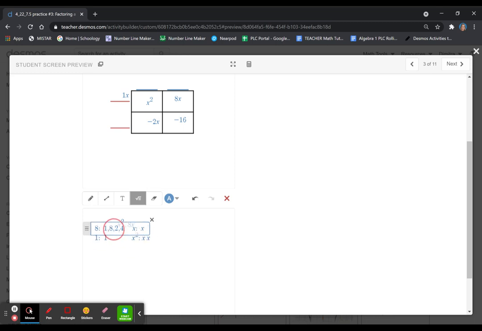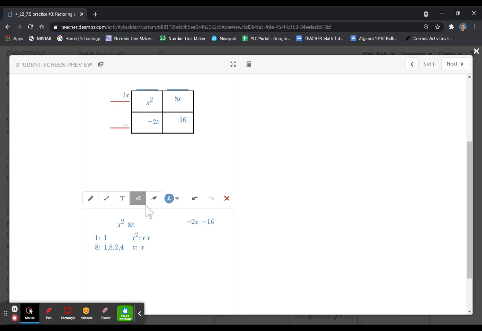I don't know how to turn them into red. Forget it. We'll just leave it like this. All right, so then my next one is negative 2x and negative 16. Since my leader right here is negative, I know I'm going to pull out a negative from the beginning. So I've got a negative.